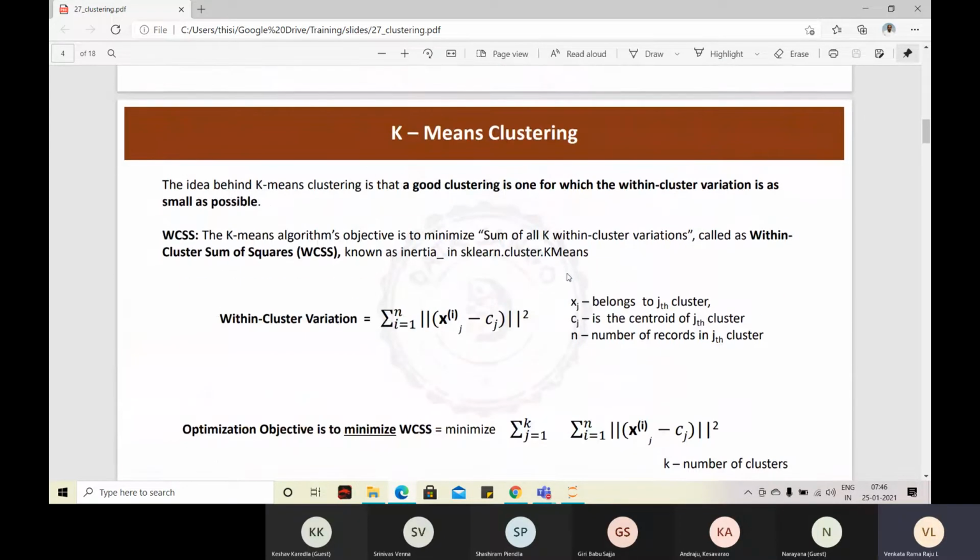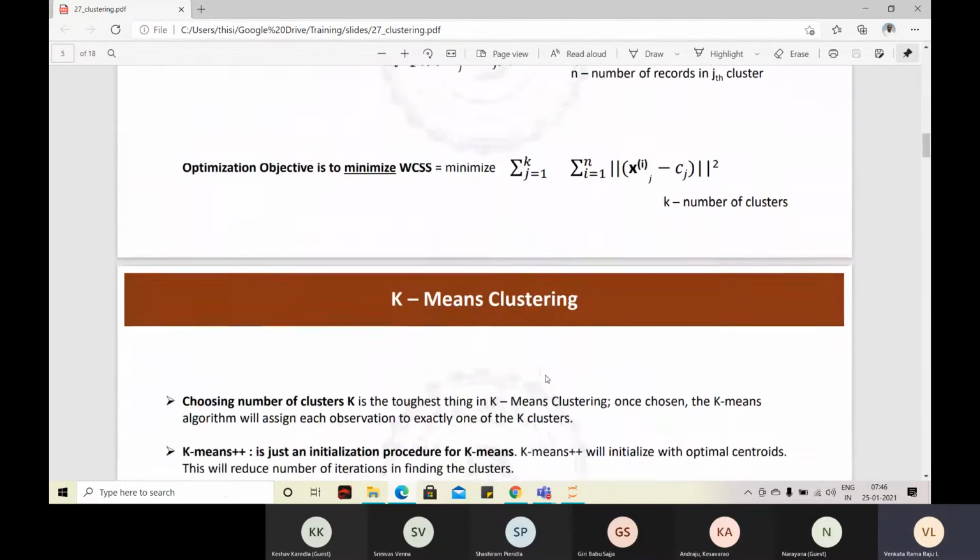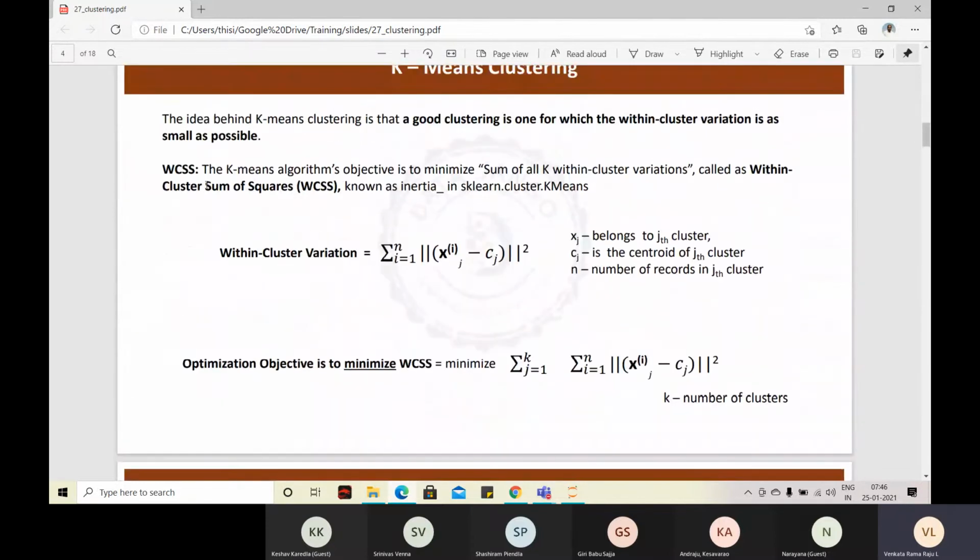And then there should be a goal, right? There must be an optimization objective. The cost function is called the optimization objective, and the algorithm moves on the basis of it. That is this one: within cluster sum of squares, the WCSS, is the objective. The algorithm will try to reduce this within cluster sum of squares.